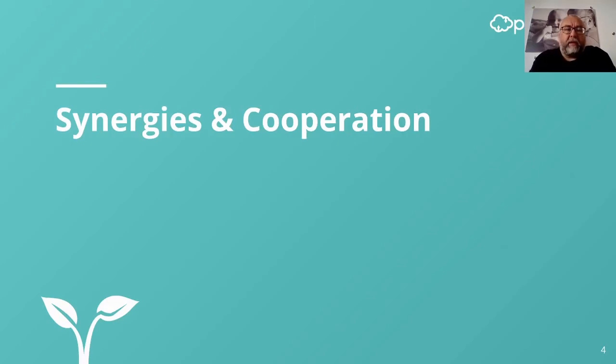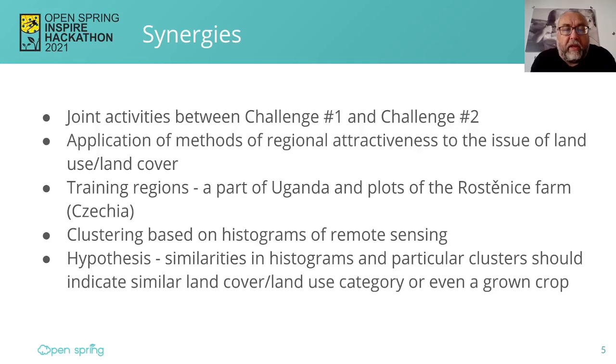Okay, something about synergies and cooperation. As I mentioned, it is the joint activity between Challenge 1 and Challenge 2, and we wanted to apply some methods used for assessment of regional attractiveness to the issues of land use and land cover. We worked on 2 training regions, a part of Uganda and the plots of the Rostěnice farm in the Czech Republic.